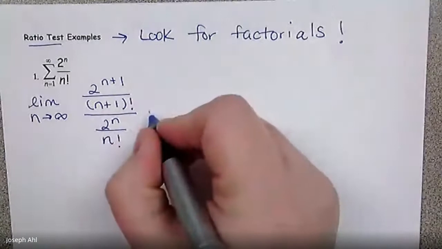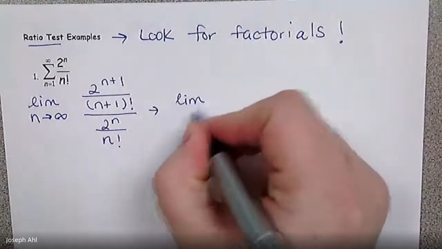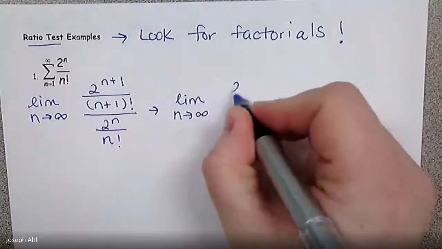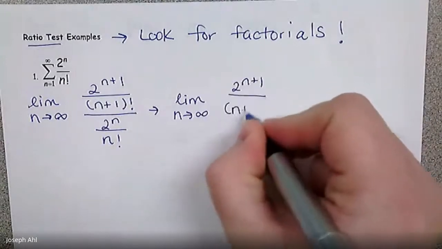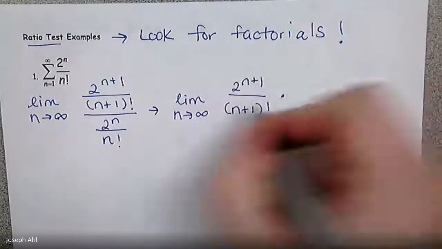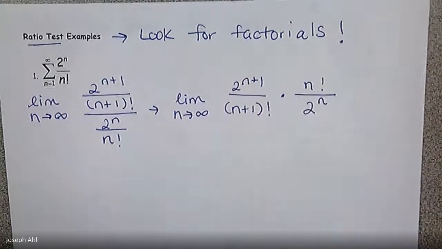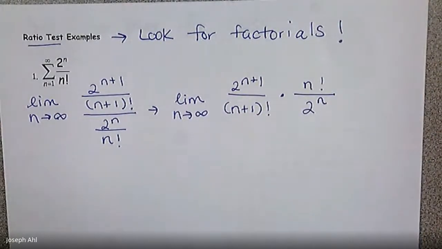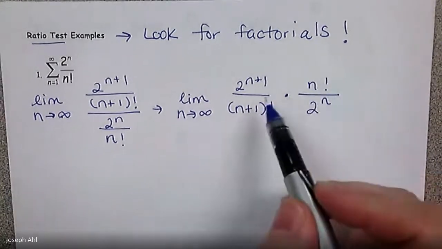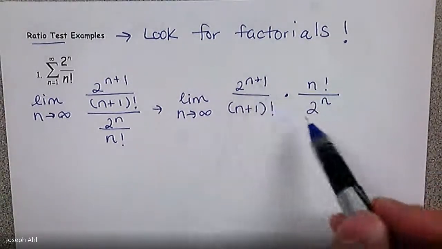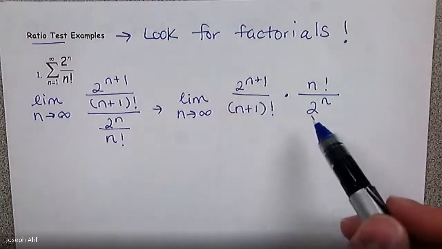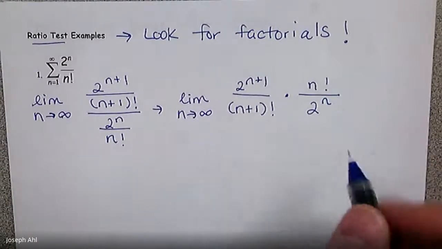So to clean this up, let's write this as the limit as n goes to infinity of 2 to the n plus 1 over n plus 1 factorial, times the reciprocal, n factorial over 2 to the n. In terms of simplifying this expression, let's reduce it as far as we can with those base 2's there, and then the factorials will reduce as well.